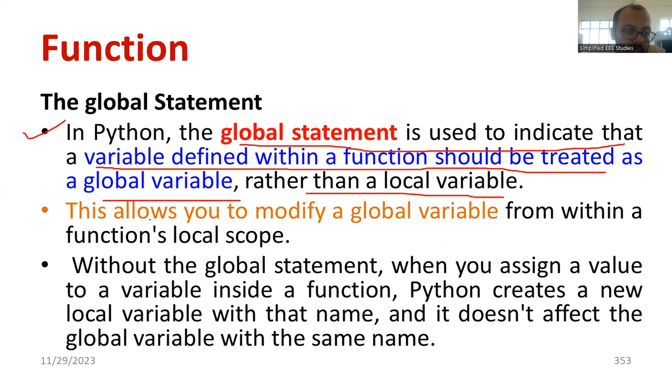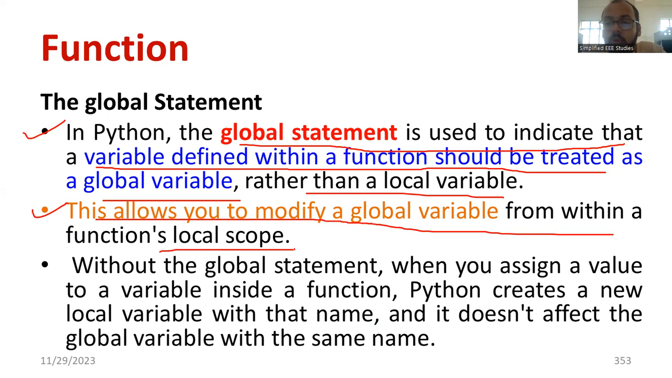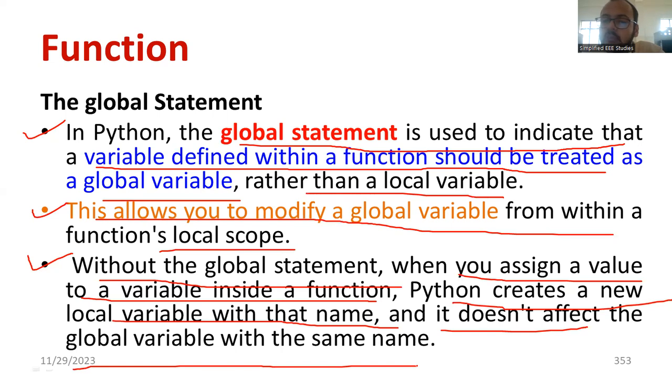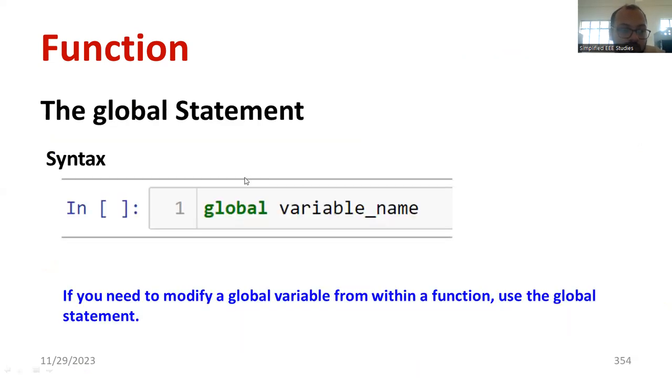So the advantage, I will tell you why it is needed. This allows you to modify the global variable within the function's local scope. That is very important. By considering inside the function, I can change the global variable by using the global statement. One more point you need to consider: without the global statement, if you assign a value to a variable inside the function, Python creates a new local variable with the same name and it does not affect the global variable with the same name. I'll show you the same thing with the help of a simple example so that you will understand the concept very clearly.